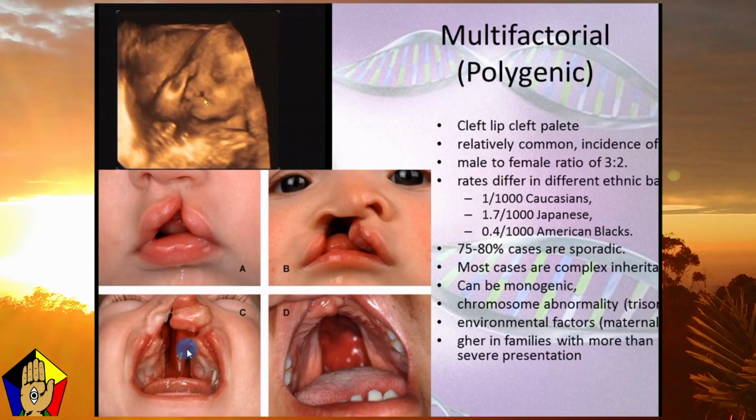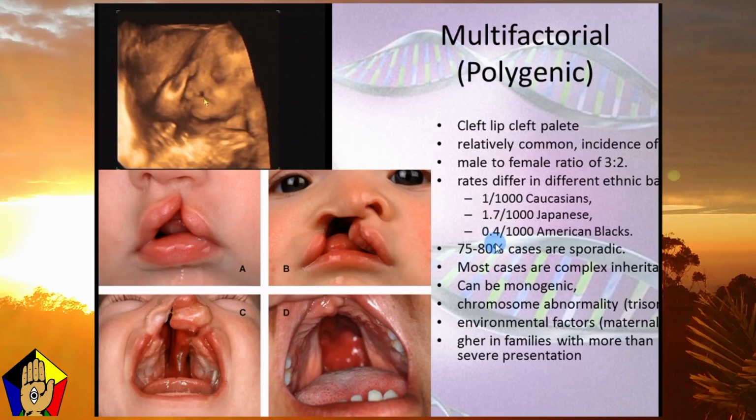And some of these can be really, really dangerous. Like imagine trying to eat food while you're trying to breathe at the same time. So you're trying to chew your food, you'd actually have to stop breathing to be able to chew your food. Right? So it can be really dangerous. And it's relatively common. The ratio is about 3 to 2, male to female. And you can see based on ethnic backgrounds, it varies too. So about 1 in 1,000 Caucasians, about 1.7 Japanese, about 0.4 in 1,000 American blacks.